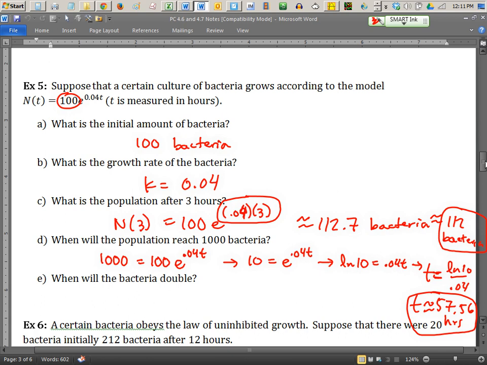When will the bacteria double? Well, that just means 200 bacteria when we started with 100 bacteria. This one's almost exactly the same, except when you divide, you get 2 equals e^(0.04t). And ultimately, when you solve, you're going to be doing t equals ln 2 over 0.04. So I skipped a step or two. And ln 2 over 0.04. Yeah, that's right, 17.33 hours.